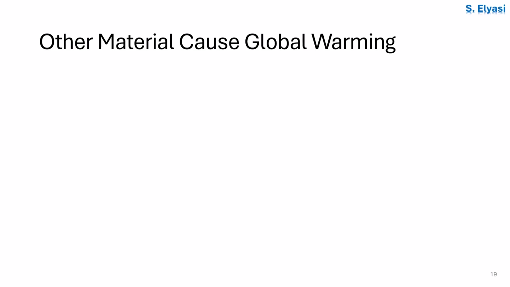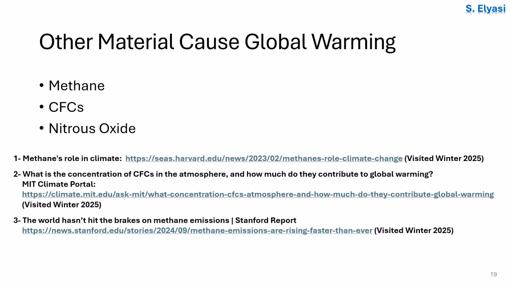There are several other gases besides carbon dioxide that contribute to global warming. Methane, for instance, is released naturally by domestic animals during digestion. Chlorofluorocarbons, CFCs, once commonly used in refrigeration systems, also have a significant warming effect, though their use has largely been phased out due to environmental concerns. Additionally, nitrogen oxides are produced during the combustion of fuels in internal combustion engines and turbines. If you're interested in learning more about how these and other gases impact our climate, I encourage you to follow the provided web link for further information.